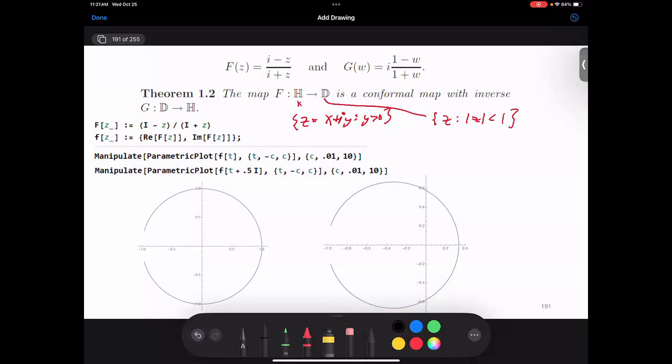So what I did here is I did parametric plots of the function f. So f of z, I'm writing it as the real part of f of z and the imaginary part of f of z. Okay. And so I can define my function, everything is nice, and I'm going to plot f of t. t goes from minus c to c. c is going from 0.01 to 10.